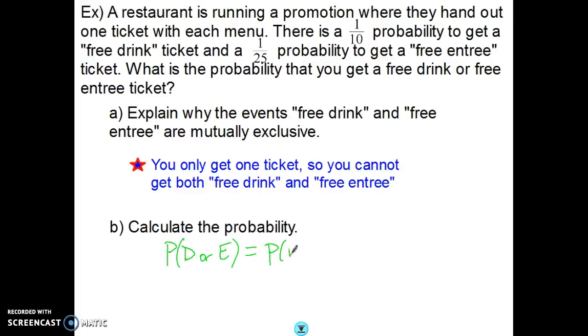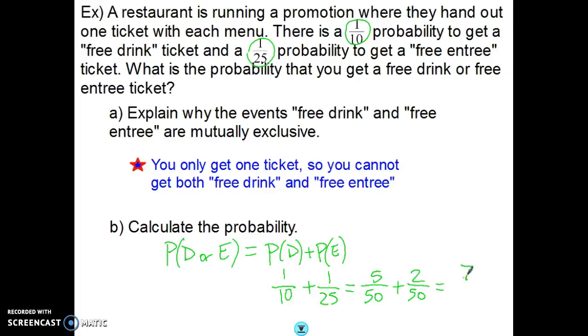Probability of free drink or free entree is just the probability of getting a free drink plus the probability of getting a free entree, and they told us those numbers directly in the problem. Probability of a free drink is 1 out of 10, plus probability of getting a free entree is 1 out of 25. We do have to get a common denominator here, which we can do as 50. So 1/10 is 5/50ths, and 1/25 is 2/50ths, which gives us a total probability of 7 out of 50 as our probability of getting either of these.